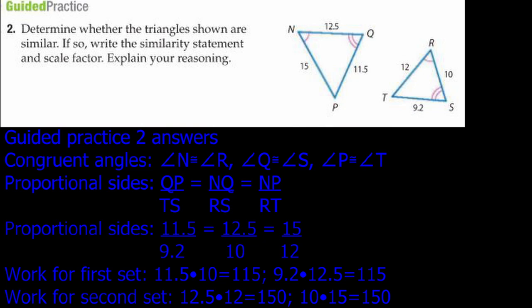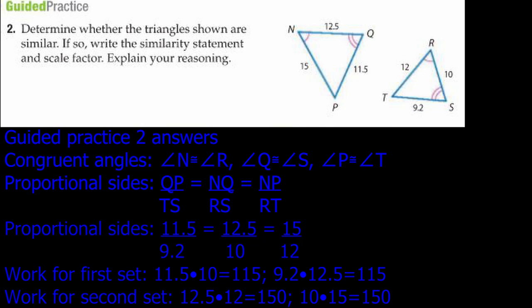In this case, it's TS, which is 9.2. Then go back to the larger figure and find the medium side. In this case, it's 12.5. That's NQ. Then go to the other triangle, the small triangle, and you're going to put this one on the bottom. In this case, it's going to be RS. Then go back to the large triangle. When you go back to the large triangle, find the largest side, in this case NP, and then on the bottom of that, you're going to have the largest side from the small triangle, which is RT.